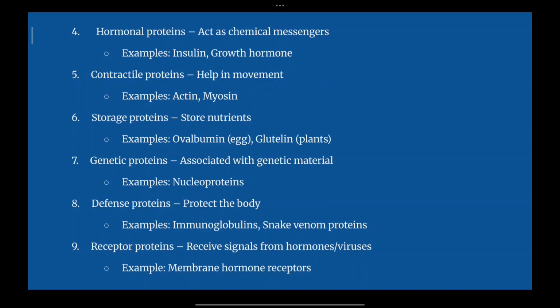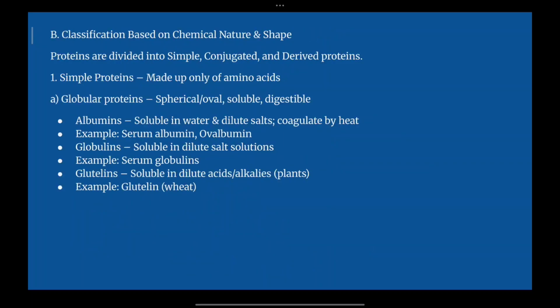Storage proteins store nutrients. Some examples are ovalbumin, which is present in the egg, and glutelin, which is present in plants. Genetic proteins are associated with genetic material, nucleoproteins. Defense proteins protect the body, and a few examples are immunoglobulins and snake venom proteins. Receptor proteins receive signals from the hormones or the viruses, and some examples are membrane hormone receptors.